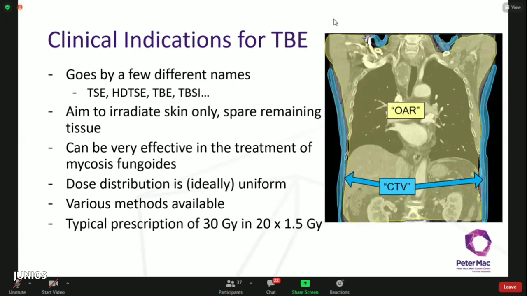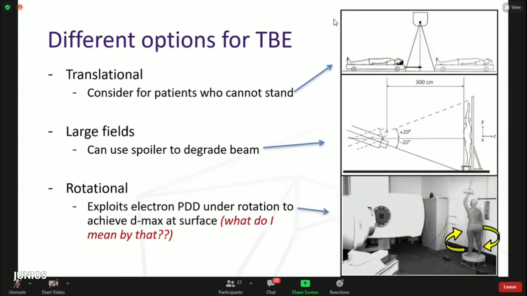So what does this sort of target volume look like in treatment planning terms? Well, if I had to loosely draw it, it would look something like this. The CTV is the whole skin surface from head to toe, and everything else underlying is the organ at risk. So this is actually a very complicated volume to be treating.